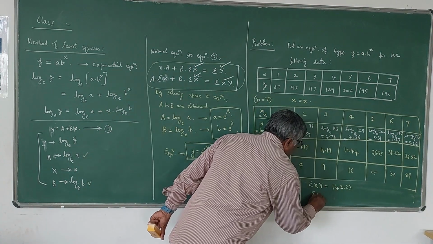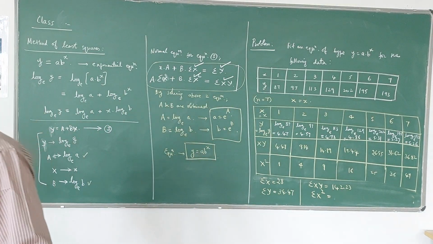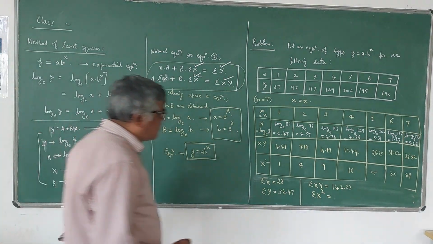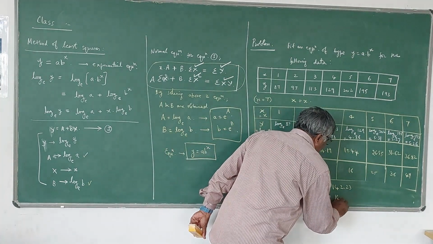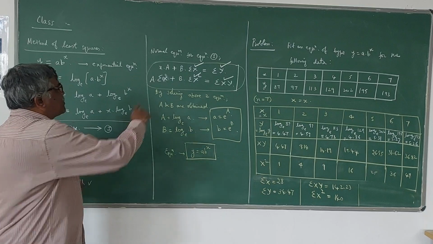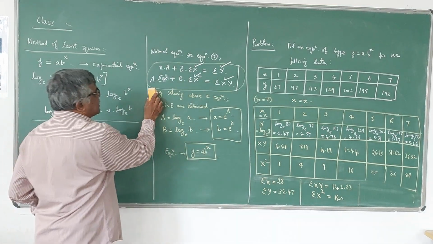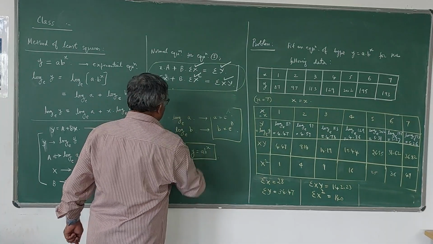142.23. Then sigma x square, which is 140. So we have got all the four summations now. Those values we have to substitute in these two equations. So let us now write down the equations.